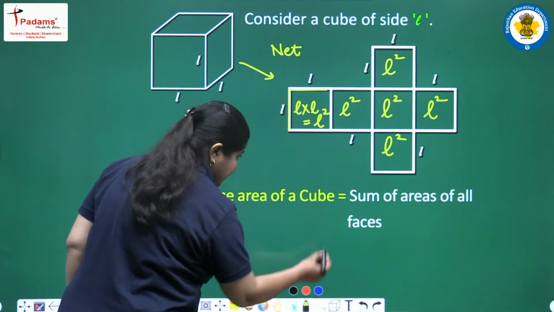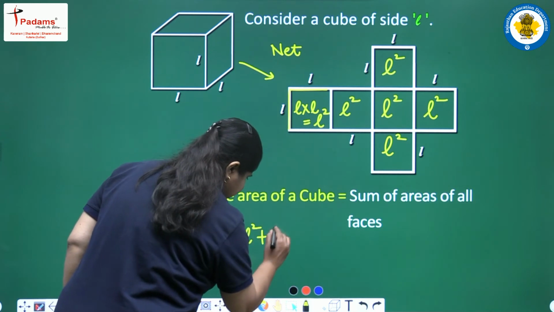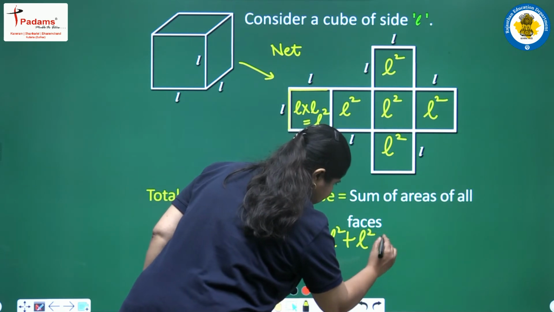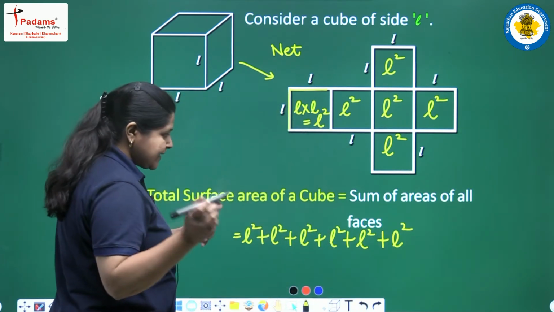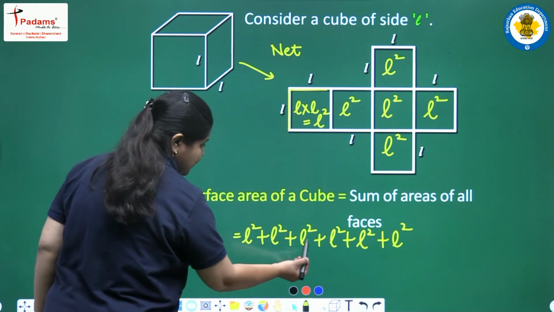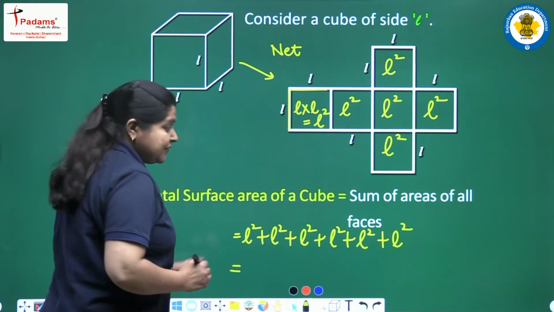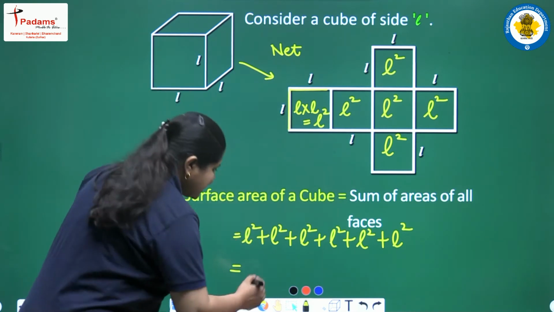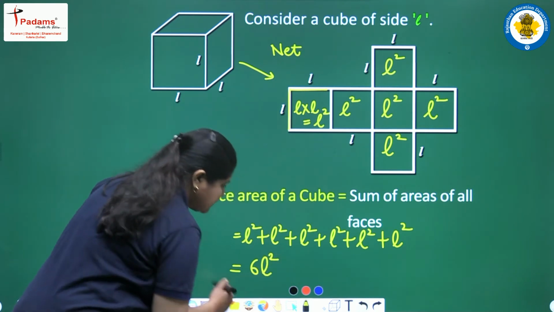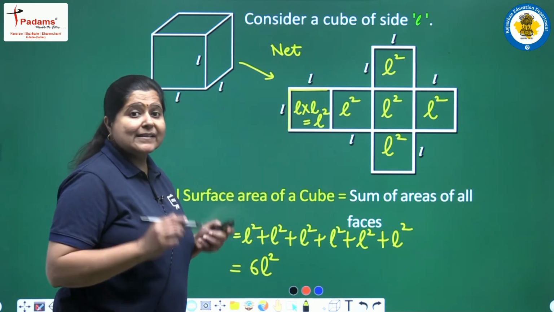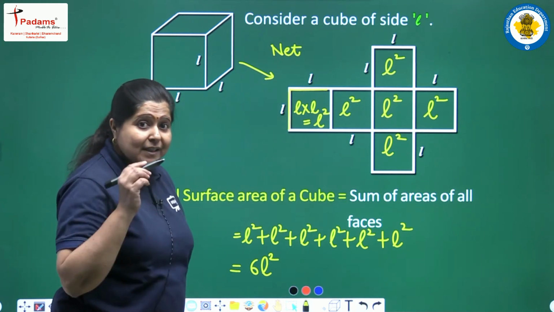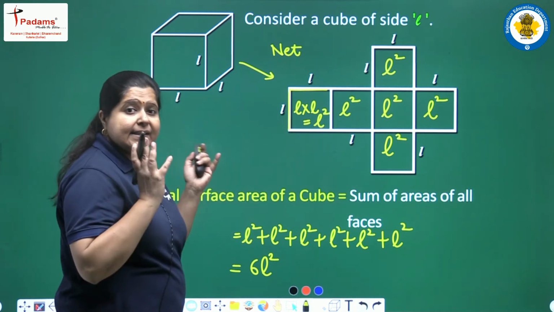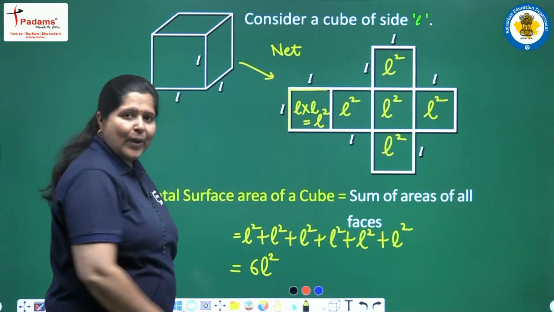So it will now be equal to L square plus L square plus L square plus L square, L square and L square. Since there are 6 faces, we have L square 6 times, and it is not convenient to write these squares 6 times. So we will be writing it as 6L square. So 6L square is the total surface area of a cube. इस पूरे क्यूब का टोटल सरफेस एरिया, सभी फेसेस के एरियाज का सम, इट इज 6L square. समझ में आ रहा है?